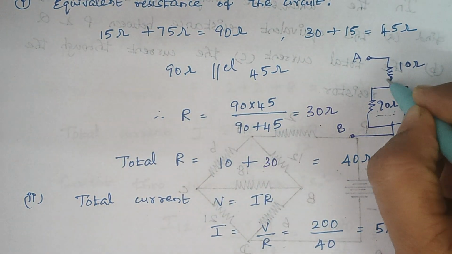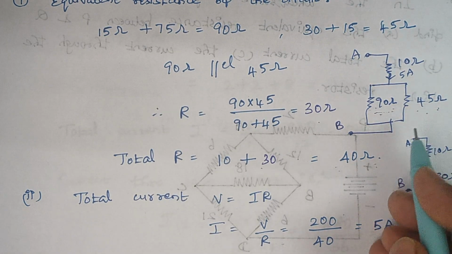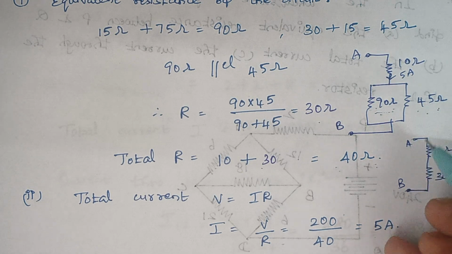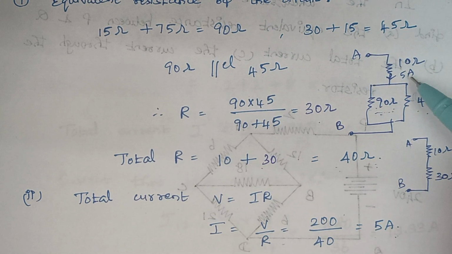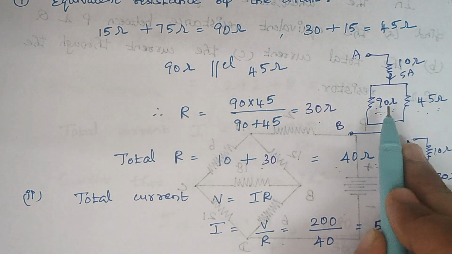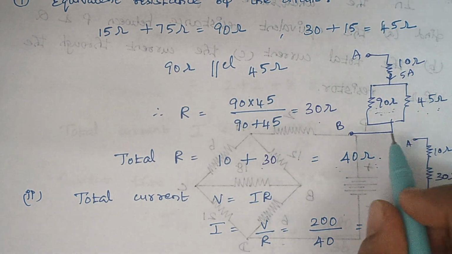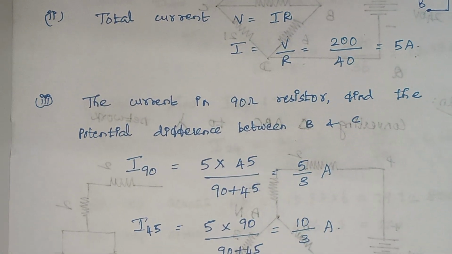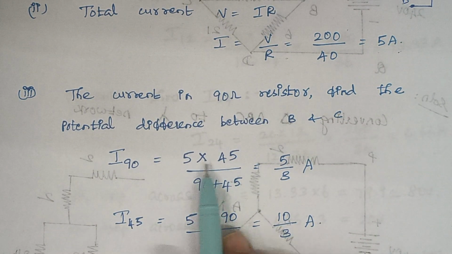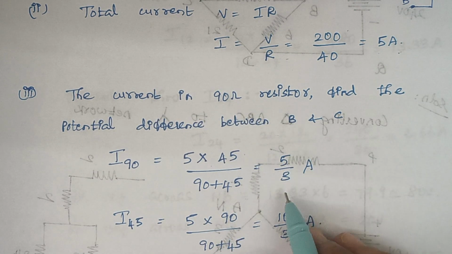So here in this case, you see the total current is 5 amps, which we had calculated. So how to calculate the current flowing through this 90 ohm resistor? By using the current division formula. What is the current division formula? The current is the total current, 5, into the opposite resistance. The resistance opposite to this 90 ohm is 45 ohm, divided by the total resistance. Here you have to sum this 90 and 45. So the total current 5 multiplied by the opposite resistance 45, divided by the total resistance, gives the answer of 5 by 3 amps.